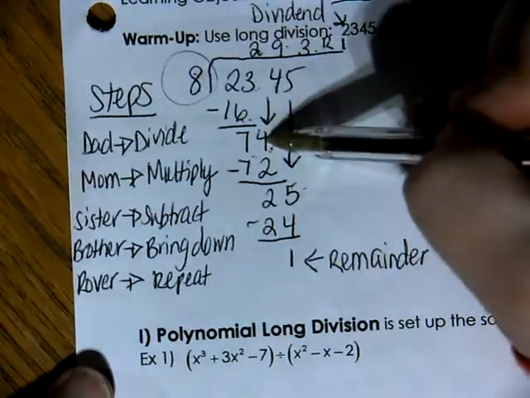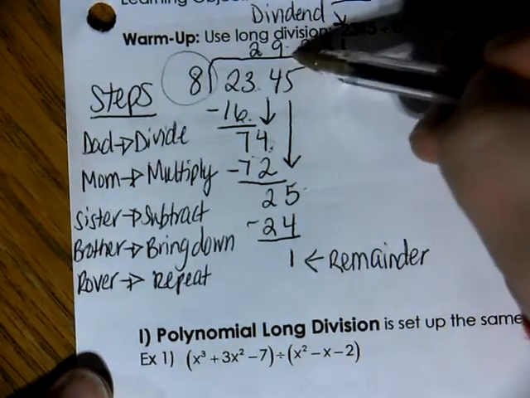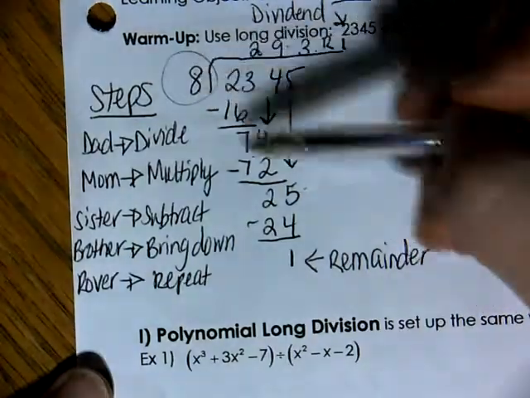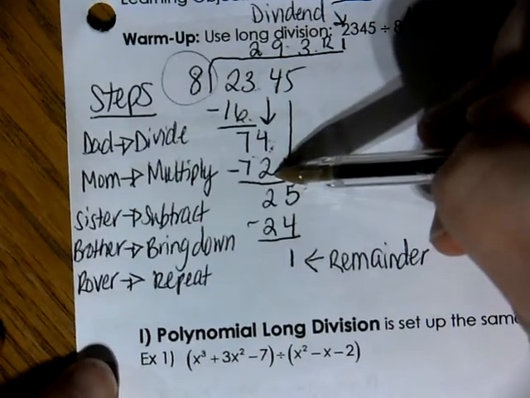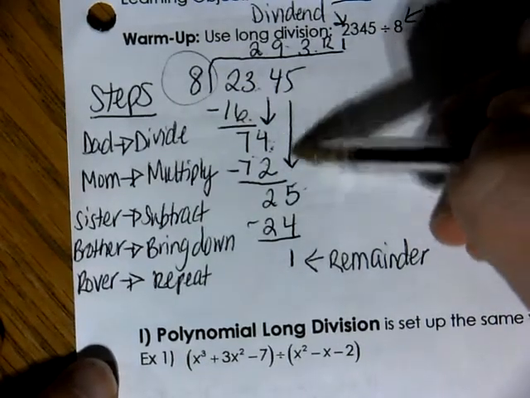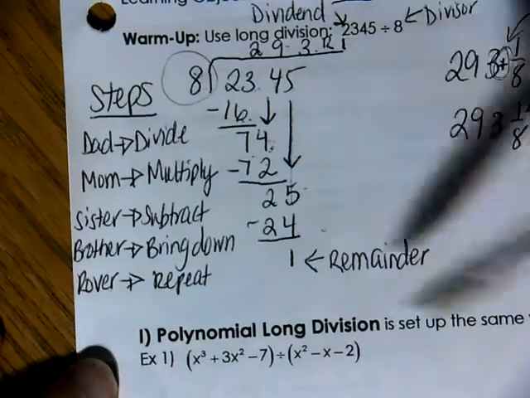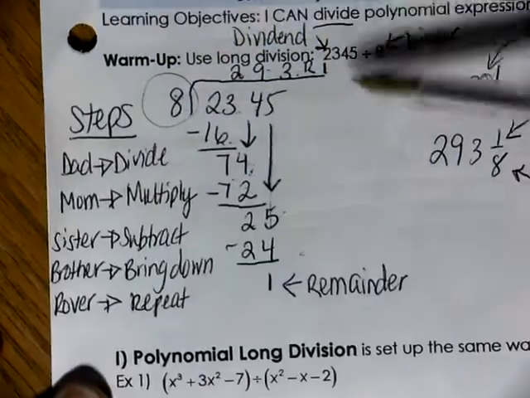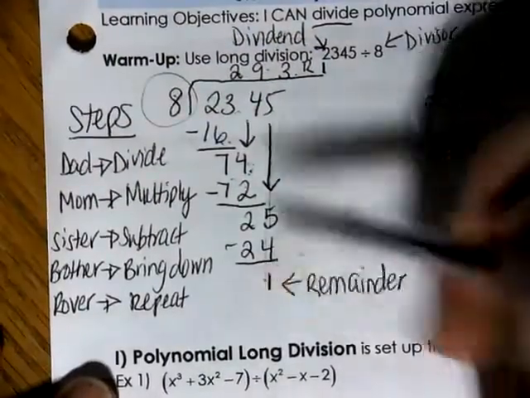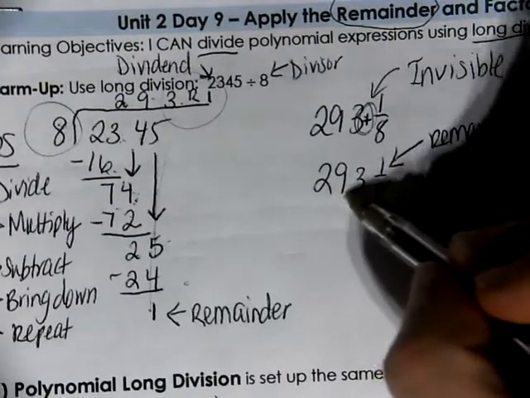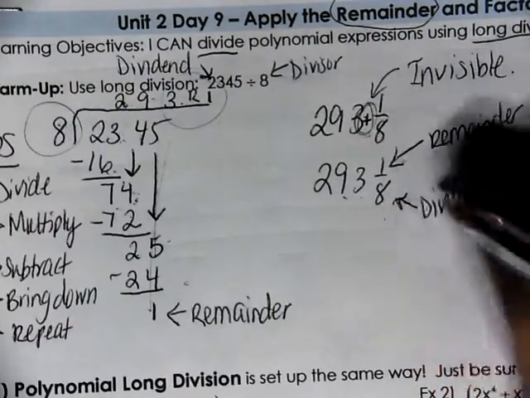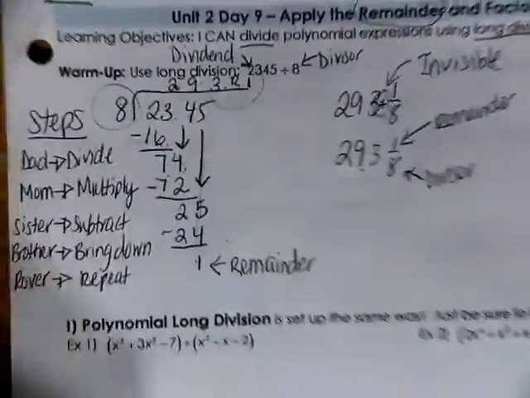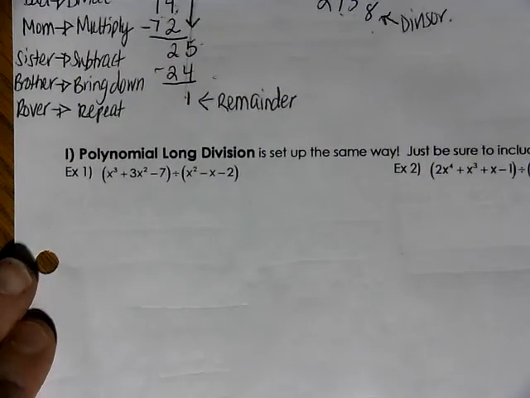How many times can 8 go into 74, or divide into it? 9 times. 9 times 8, multiply, gave us 72. Subtract, sister, 74 minus 72 gave us 2. And then we brought down the next number and repeated the process, all the way up until we ended with nothing more to bring down, and we finished the process with a remainder. And when we wrote our answer, 293 and an eighth, there exists an invisible plus sign, and we are going to use this now with polynomial long division.